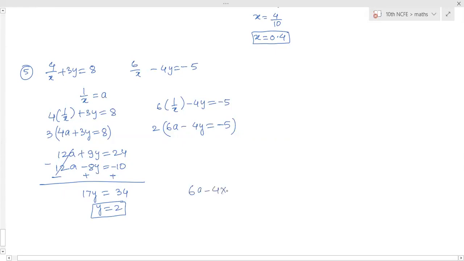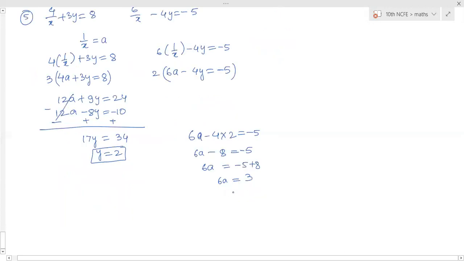Ma'am, say minus 4 into 2. Yes, ma'am, is 1 by x equal to 1 by 2? Wait, I'm solving, no? Check. Oh, okay, ma'am. 6a is equal to minus 5 plus 8 is equal to 3. 6a is equal to 3. So what is the value of a you will get? 3 by 6, that is 1 by 2.